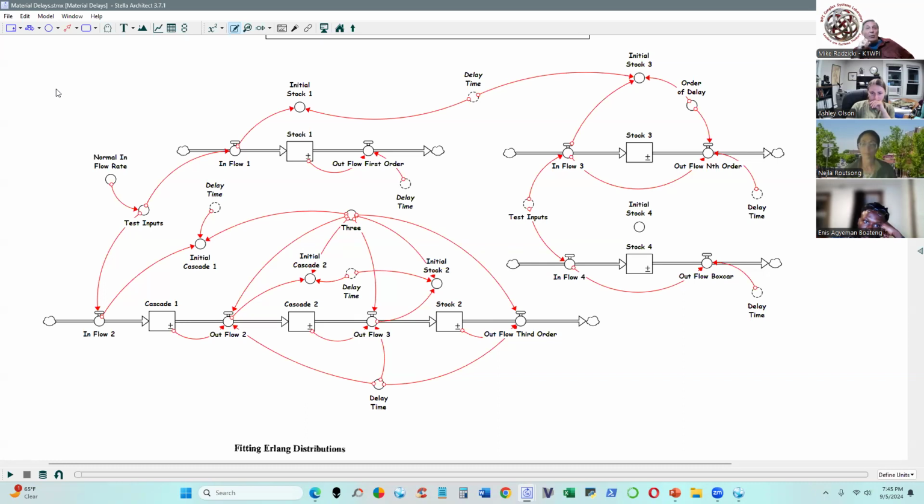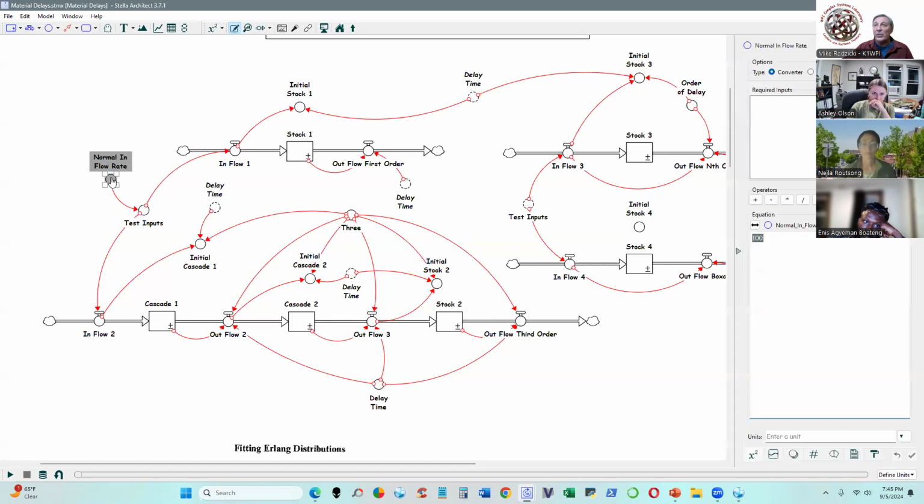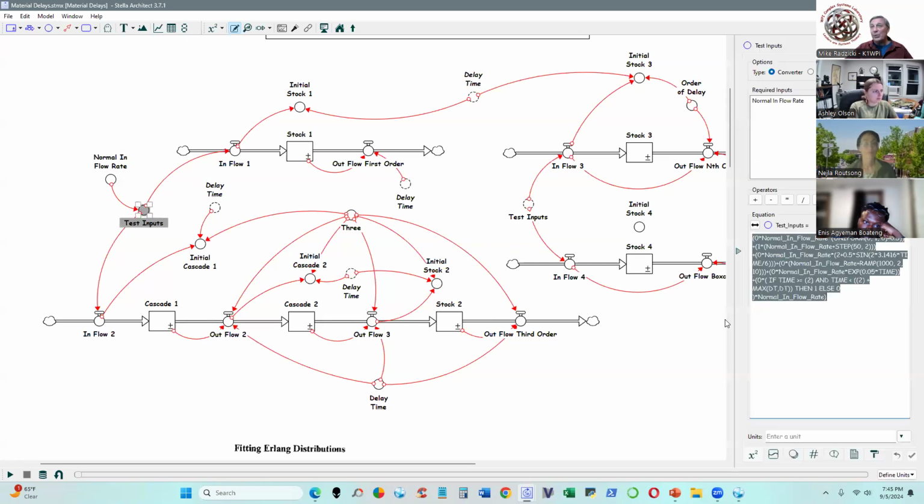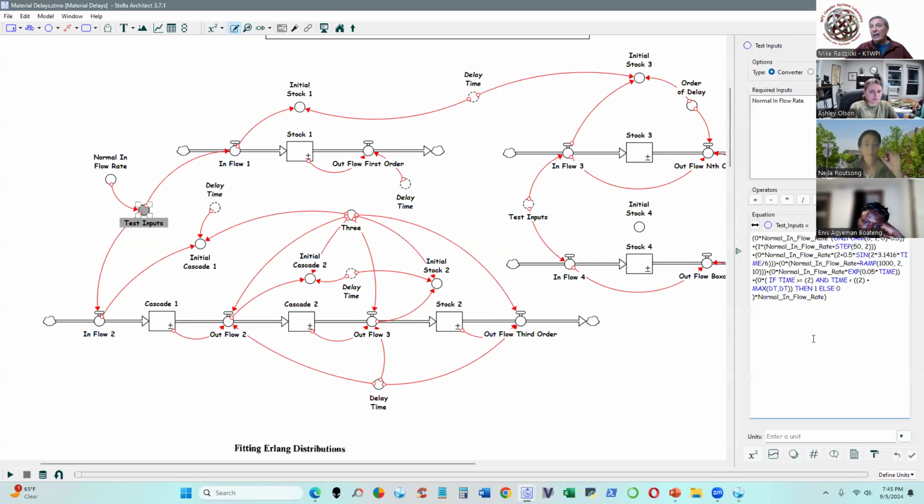So what I did here, see, there's a normal inflow rate here. What did I say? It's 100 units of something. This is generic. It's a model of nothing. I don't know, whatever it is. 100 units of something are inflowing to all 4 of these structures. It's the same inflow, so we can compare. Then over here, I have test inputs. Okay. Now what's going on?